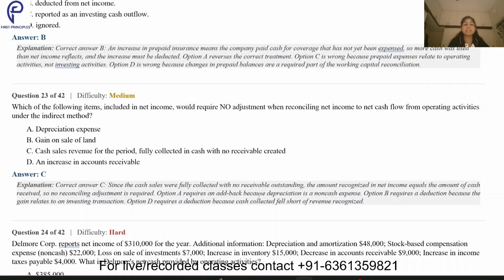What happens when there is an increase in accounts receivable? We decrease it from my net income. So that is why this is also not the correct answer.